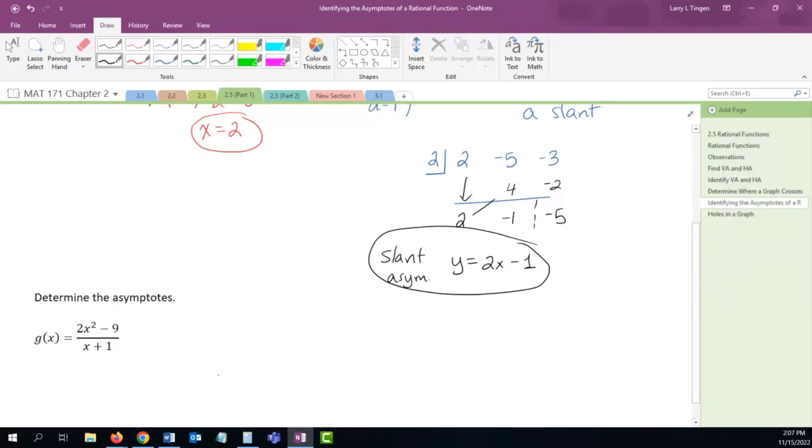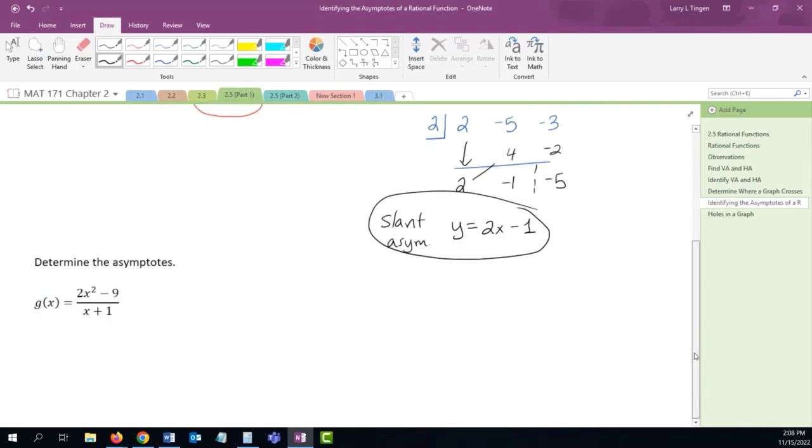Last one, 2x squared minus 9. That is not going to factor, so I'm not even going to bother. It's the difference of perfect squares, but it's not going to break down to something with x plus 1.